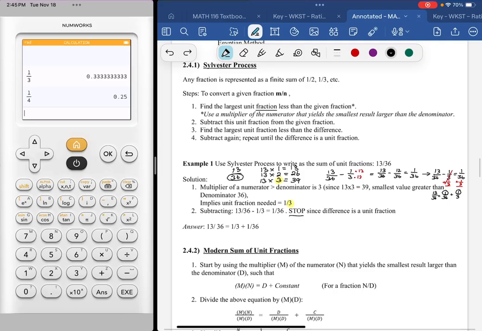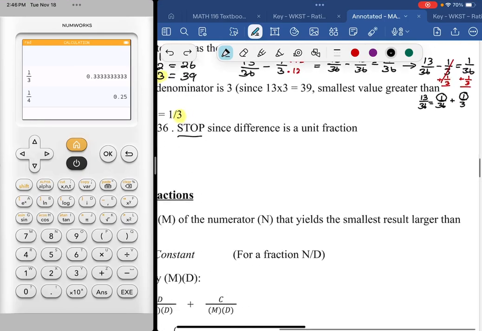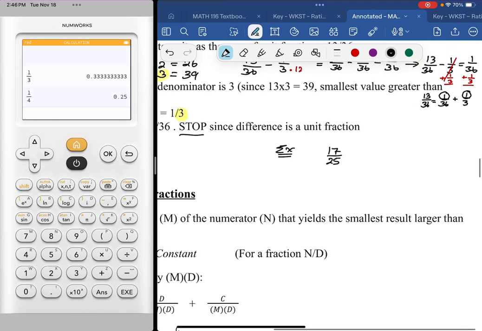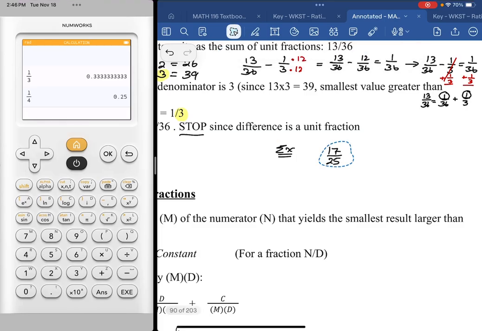All right. So let me just grab another example here. Let's say I want to do 17 over 25. All right. So what I do, it's going to be a little bit more involved. All right. I'll just leave it there.